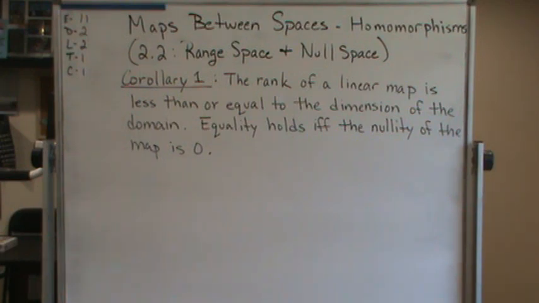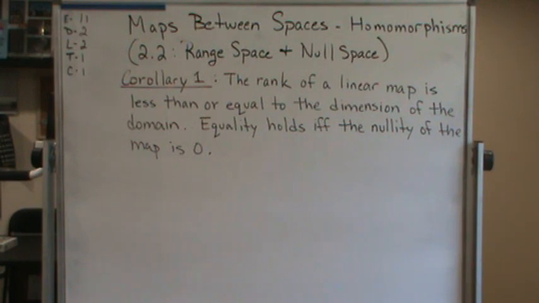Now, one thing to mention, actually a couple things to mention, is we know that an isomorphism exists between two spaces if and only if the dimension of the range equals the dimension of the domain. Now, we've now seen that for a homomorphism to exist, a necessary condition is that the dimension of the range must be less than or equal to the dimension of the domain.